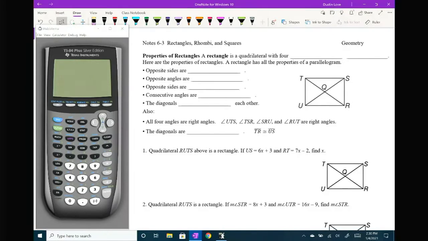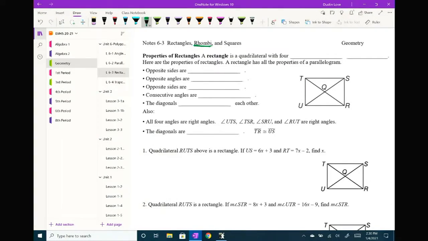Day 3, we're going to be working on rectangles, rhombi, and squares. Now, I say rhombi, there are actually two accepted plurals. You can have rhombi or rhombuses, either work. Rhombuses, I'm not sure about that one. But rhombi is also accepted.